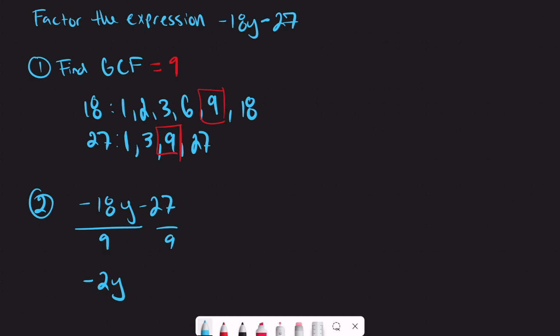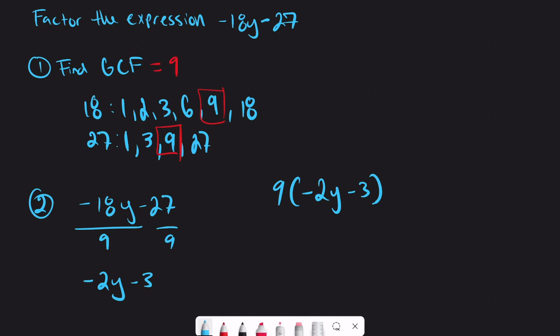And negative 27 divided by 9 is going to give us negative 3. So this piece here, this new expression after we divided by the greatest common factor, is what's going to go on the inside of the parentheses, negative 2y minus 3. And what goes on the outside is the greatest common factor itself, which is 9.